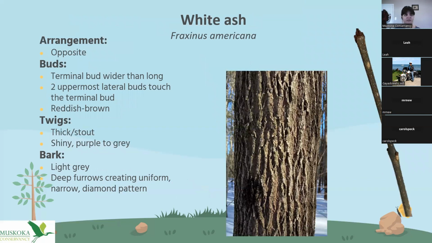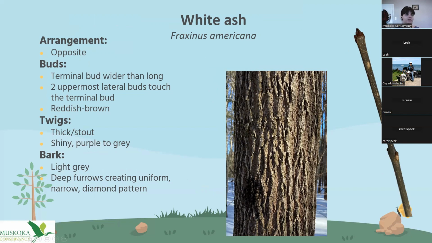Our next opposite tree family is the ash family. So first we're looking at white ash, which is Fraxinus americana. Its buds, or its terminal bud, is wider than it is long. And the two uppermost lateral buds generally will be touching the terminal bud. So as you can see here, we've got the two lateral buds on the side, and they are right up against the terminal bud. And they tend to be a reddish, sort of chocolatey brown color.